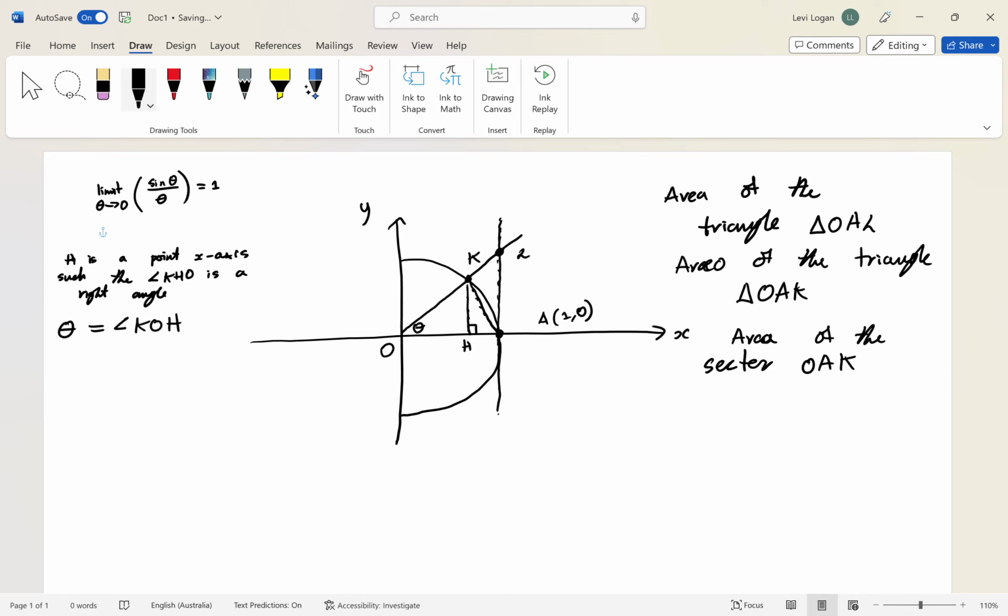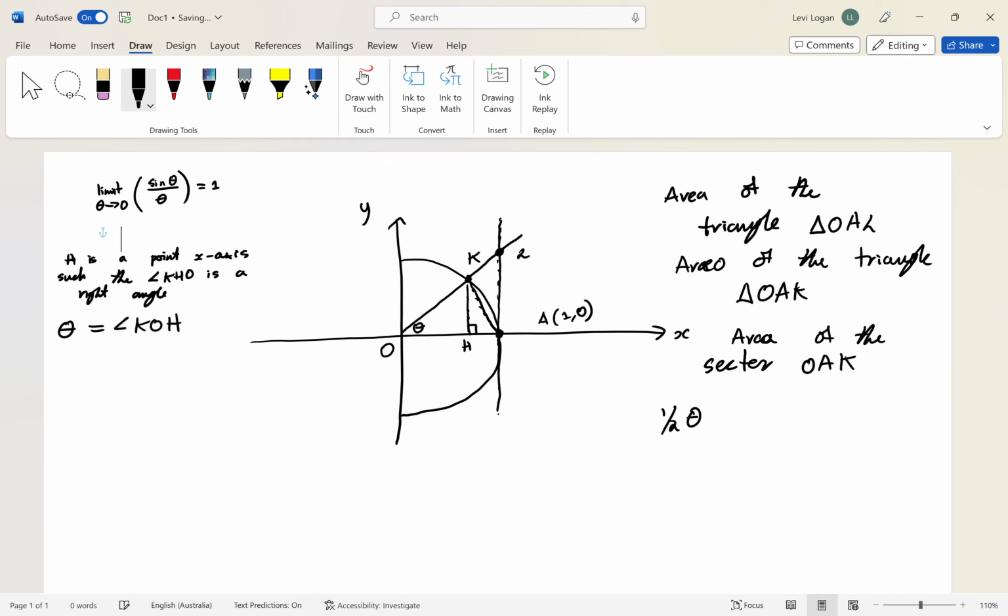Right? So we'll start off with a sector. So what is a sector? The sector OAK is basically this little arc, this little thing here. So I'm just drawing a better picture of it. It's this area here that you see between O, A, and K. The area of the sector here is half of theta.